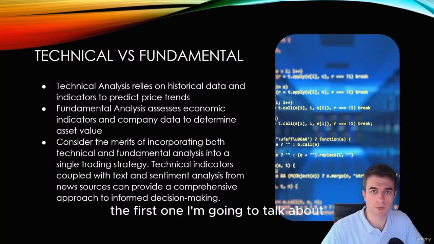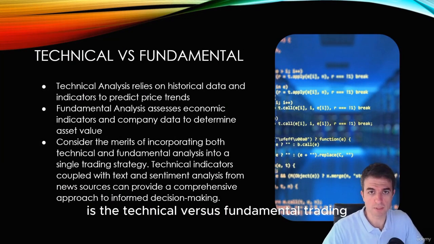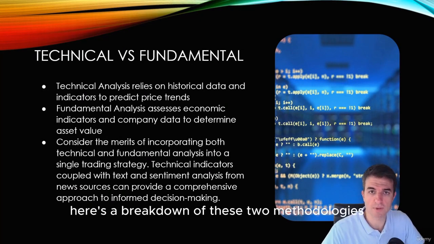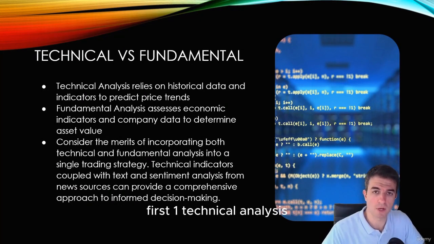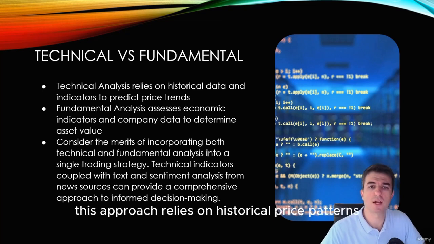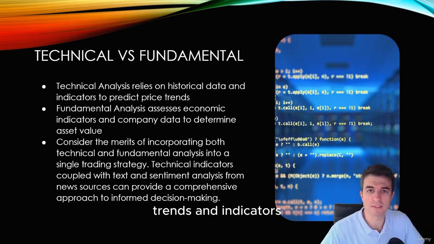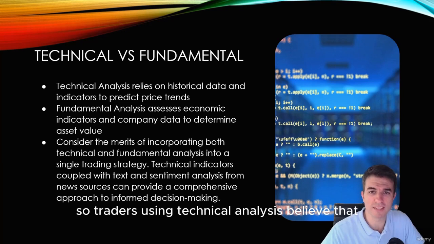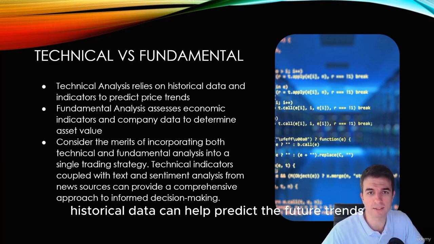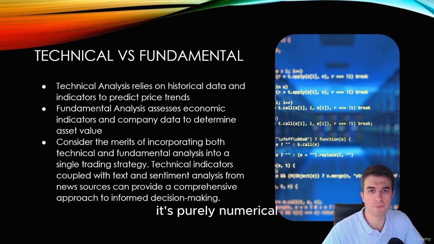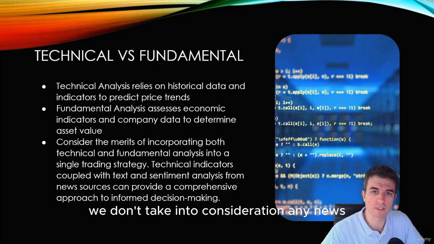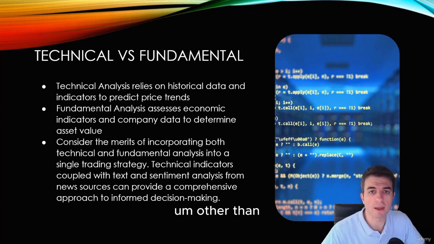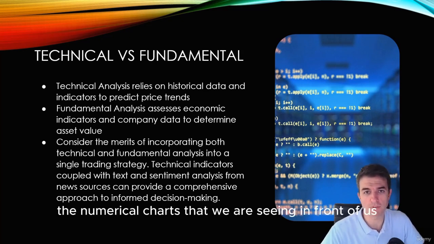The first one I'm going to talk about is technical versus fundamental trading. Trading approaches can be broadly divided as technical and fundamental. Here's a breakdown of these two methodologies. First one, technical analysis. This approach relies on historical price patterns, trends, and indicators to forecast future price movements. Traders using technical analysis believe that historical data can help predict future trends. It's purely numerical. We don't take into consideration any news or any other sources of information other than the numerical charts that we are seeing in front of us.